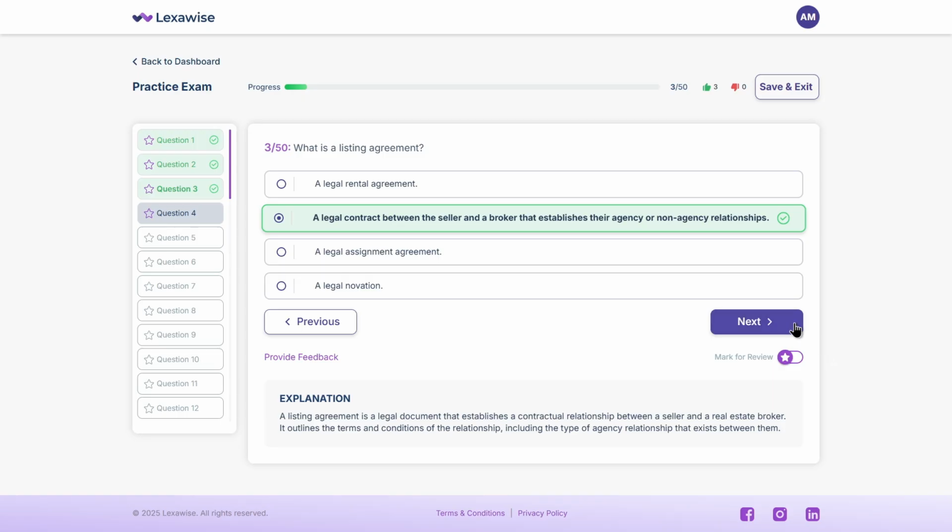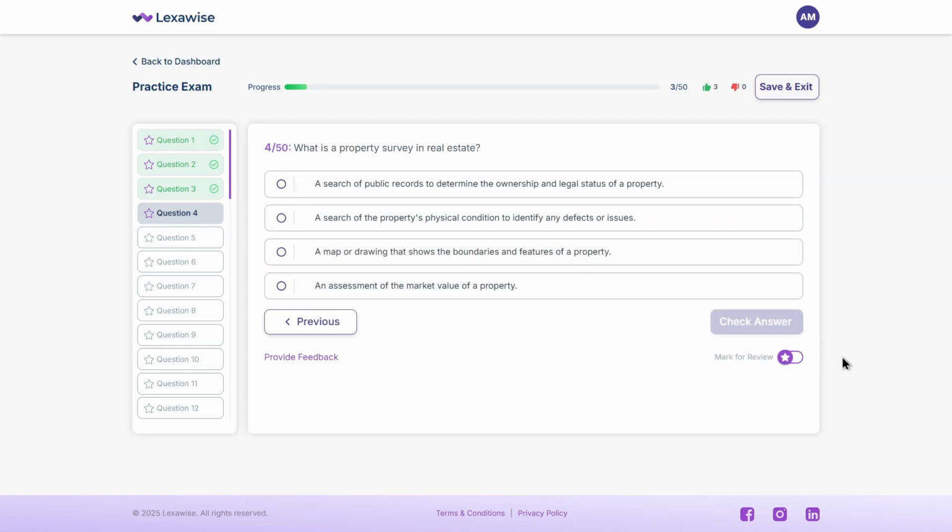Here's one about surveys. What is a property survey in real estate? A. A search of public records to determine the ownership and legal status of a property. B. A search of the property's physical condition to identify any defects or issues. C. A map or drawing that shows the boundaries and features of a property. D. An assessment of the market value of a property. Take a second to choose.